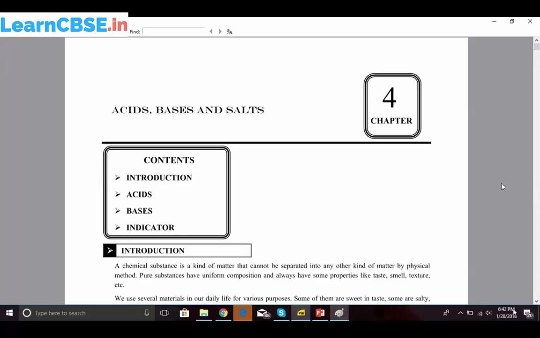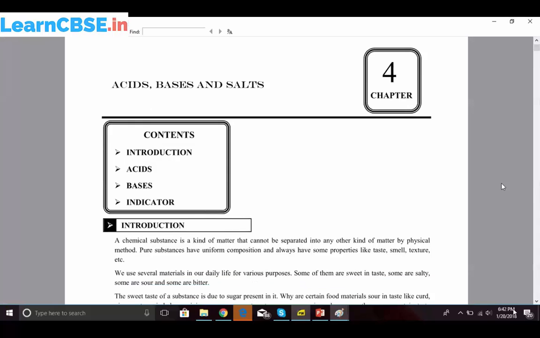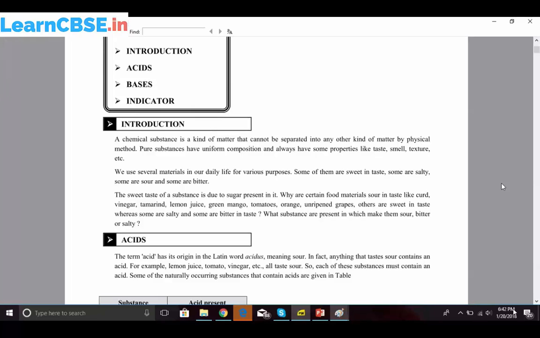So chapter 4, acids, bases and salts. Okay, so we are using so many materials in our day-to-day life. Some are sweet, some are salty, some are sour in taste, and some are bitter. The sweet taste is due to the presence of sugar in it, and the sour taste is something like curd, vinegar, tamarind, lemon juice and all. We can find the sour taste in those, and the others are sweet, and the bitter is nothing but that.